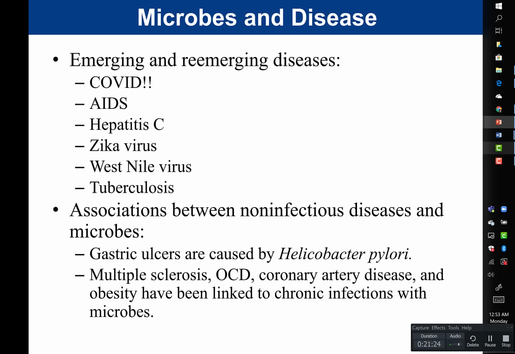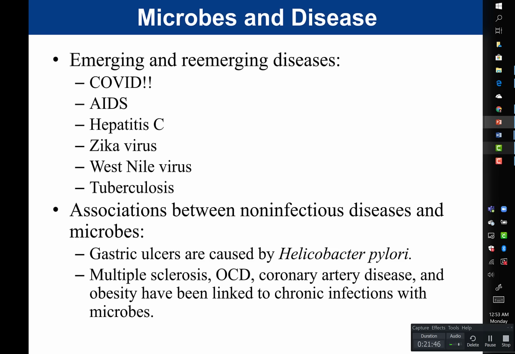Helicobacter pylori, H. pylori, you guys will learn more about. H. pylori is a type of bacteria that can be found in the stomach, and it's able to withstand stomach acid, and it can be the infectious cause of ulcers. And so ulcers have now been found to also have an infectious component.